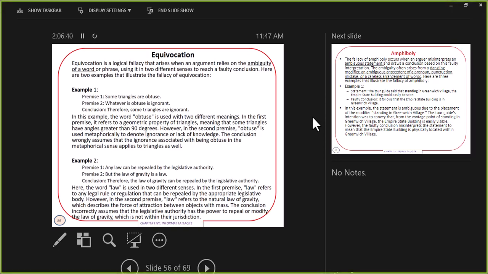Obtuse. Second example, your name. What's your name? Kalkidan. Father's name.